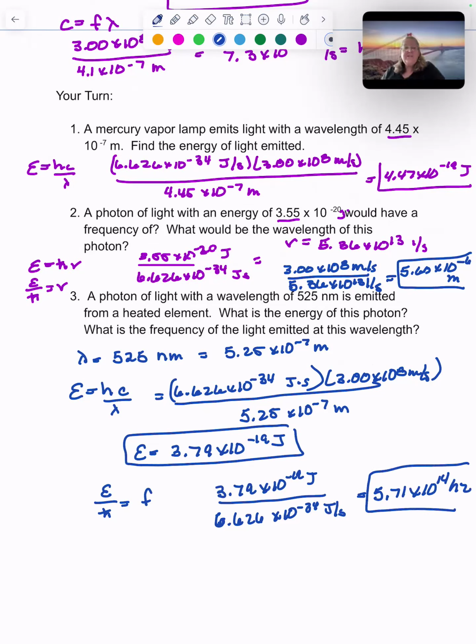Okay, I hope this helped you with a bit of light equations. The whole part about color and spectrum, you just got to look up a color spectrum and see what wavelengths are at what colors. And I hope this helped.